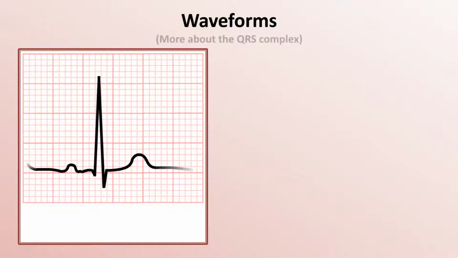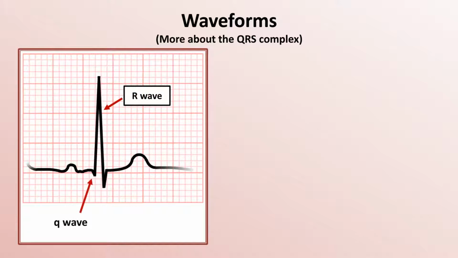A quick word more about the QRS complex. The complex can actually be broken down further into the upwards or positive deflection known as the R wave, the preceding downward or negative deflection known as the Q wave, and the following negative deflection known as the S wave.